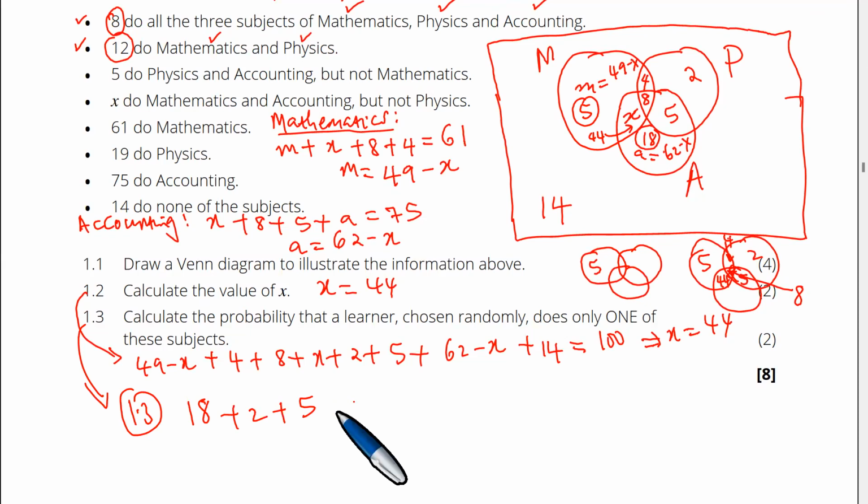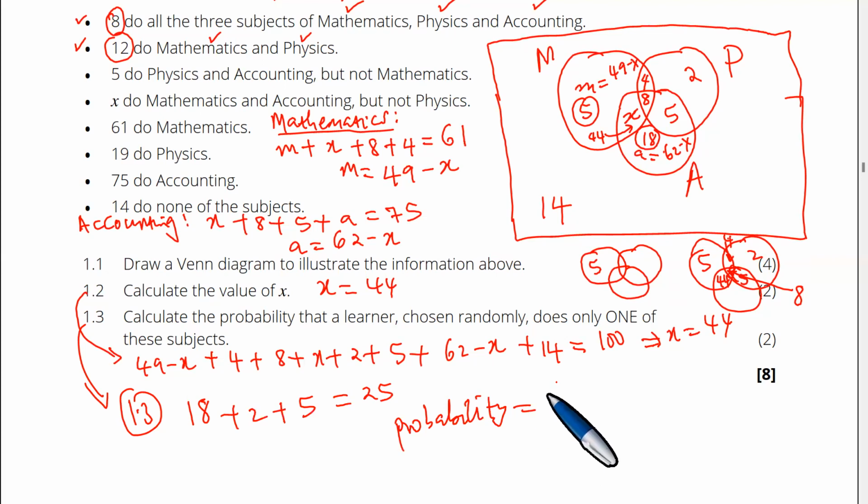Right, and therefore if you add these, what do you get? You get 25. So which means the probability that the student will do one of these subjects, so it's either they do physics only, or mathematics only, or accounting only, is 25 out of the total number of the students that have been surveyed, which are 100 students. And 25 goes into 100 four times, which is 0.25.